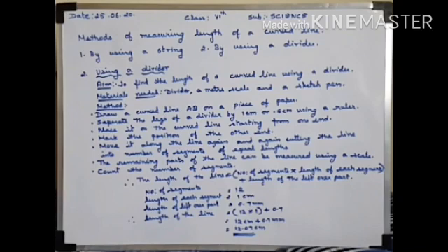How did we get this 0.7 millimeter? By using the scale. Therefore, the length of the line is equal to 12 times 1 plus 0.7. 12 times 1 centimeter plus 0.7 millimeter, which is equal to 12 centimeter plus 0.7 millimeter, equal to 12.07 centimeter. Therefore, the length of the curved line by using a divider is equal to 12.07 centimeter.